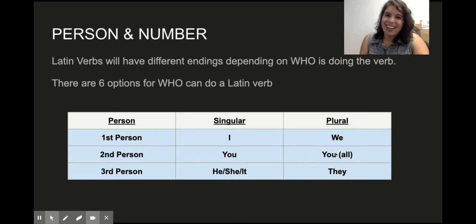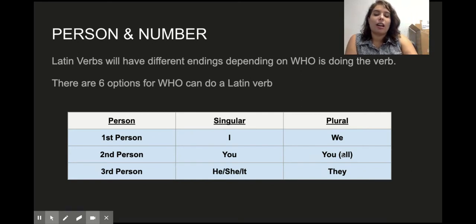In Latin, when we are talking about the second person plural, I will specify you all, or sometimes I like to say y'all, just because it's fun to say, because it will have its own set of endings in Latin. So it is important to distinguish between the singular and the plural for second person.